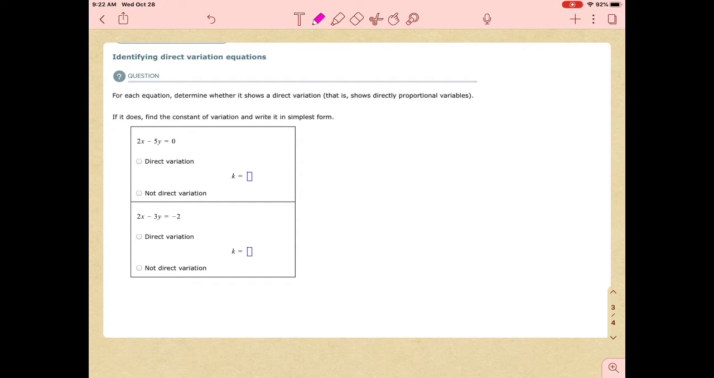Identifying direct variation equations. Direct variation equations are just simple equations that look like y equals k times x, where k is a constant, which is just a number. And there's nothing else out here. So if you end up with plus something, it won't be a direct variation.